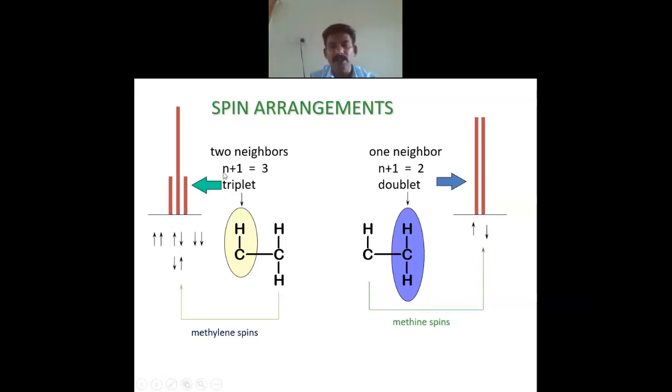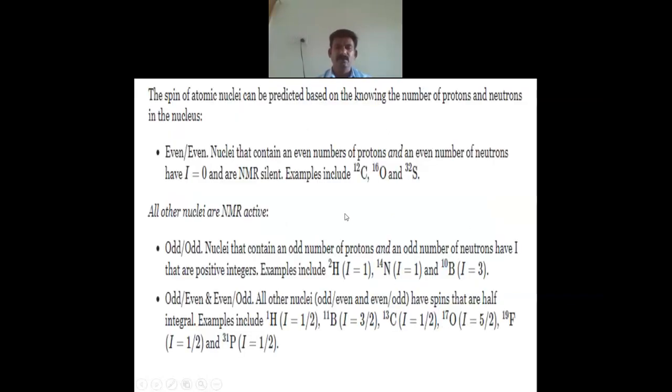And where is the doublet? So triplet means 3 protons up and down. One is up and down. The second one is only down, and the third one is up. Because this is only single, only down. Okay, this is a methylene spin. You can say methylene spin. Whereas here only one proton is there. That is 1 plus 1 is 2. One moving up, another moving down.